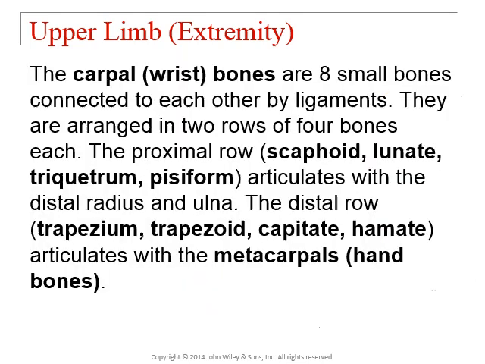Moving distally from the radius and ulna, we find all of the carpal or the wrist bones. So these are 8 small cube-like bones that are connected to each other by different types of ligaments. They form 2 rows. You have a proximal and a distal row. The proximal row is made up of what's known as the scaphoid, the lunate, triquetrum, and the pisiform. This will also articulate with the distal row known as the trapezium, the trapezoid, the capitate, and the hamate. The distal row will actually articulate with the hand bones known as the metacarpals.